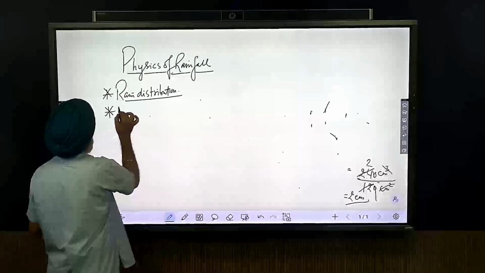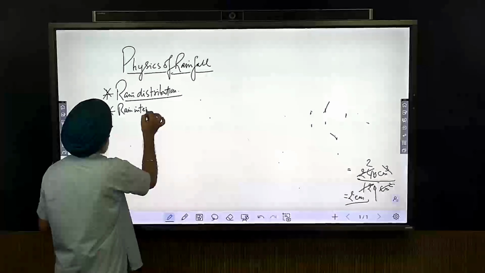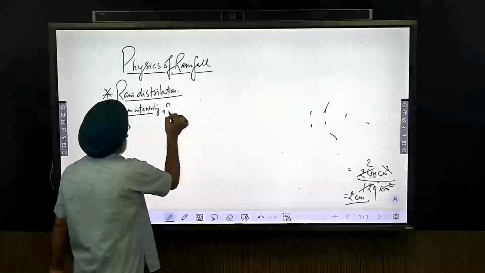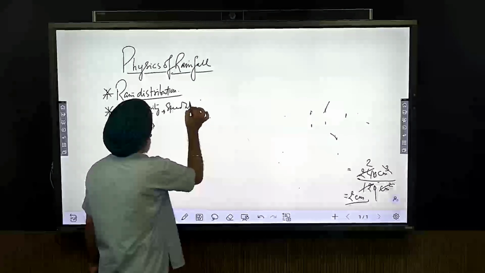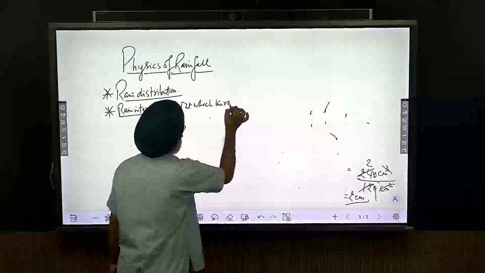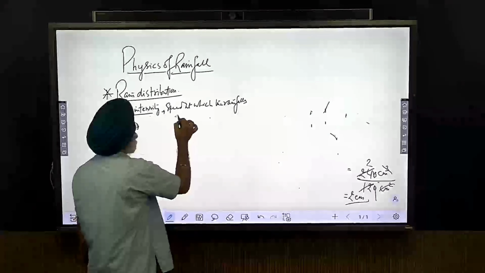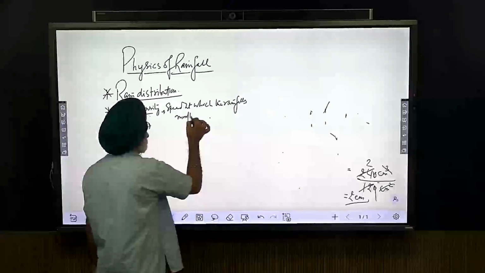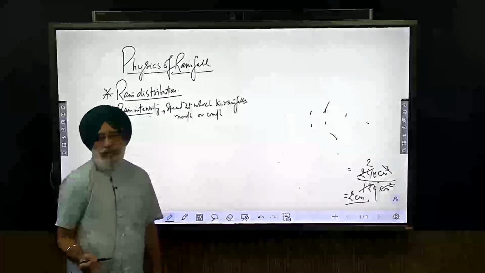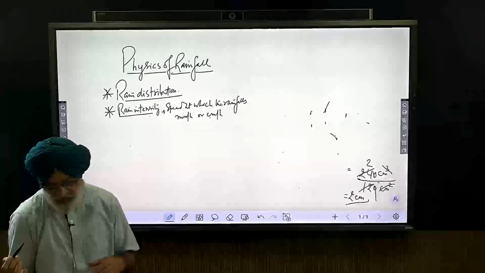After this we have rain intensity. Rain intensity is basically the speed at which the rain falls. We express this as millimeter per hour or centimeter per hour. So higher the intensity of rainfall, more is its erosivity.